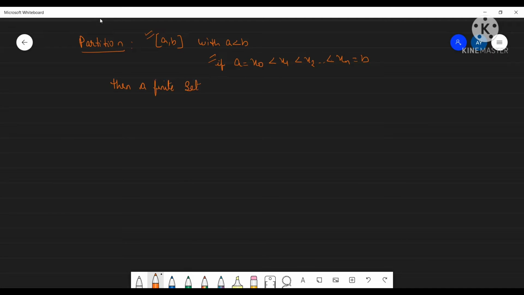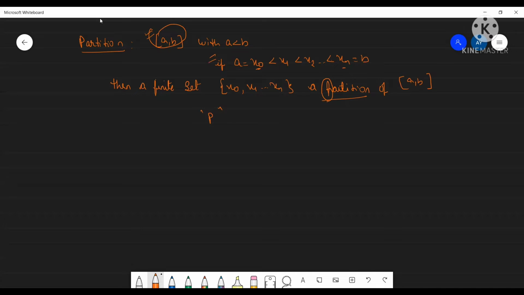What is a finite set? We have from x naught to xn. So this is equal to x naught, x1, and so on up to xn. This is called a partition. Partition of what? Partition of the closed interval a comma b. And how is this denoted? As partition starts with P, they are denoting it as P itself. So the partition is denoted by P.